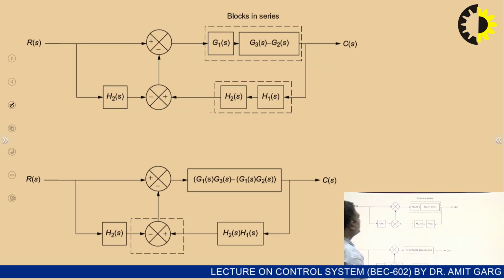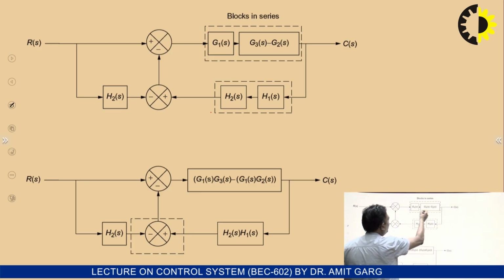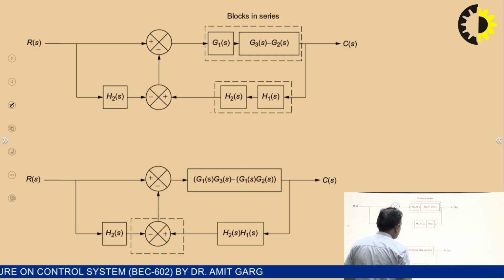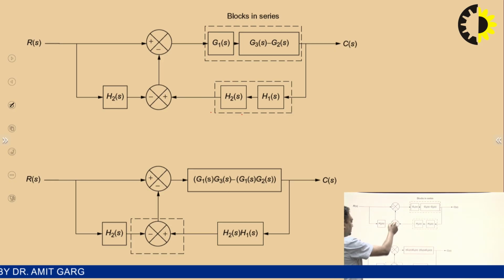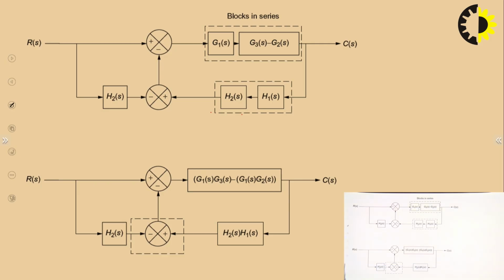Okay. Now you can easily reduce it. Again, this and this come in series. So this is G1s into G3s minus G1s into G2s. And again here these two are in cascade, so it will become H1s into H2s. And this is the summing point. Okay. So now come to the next part.